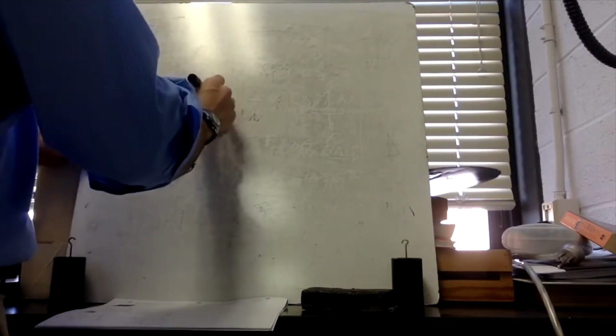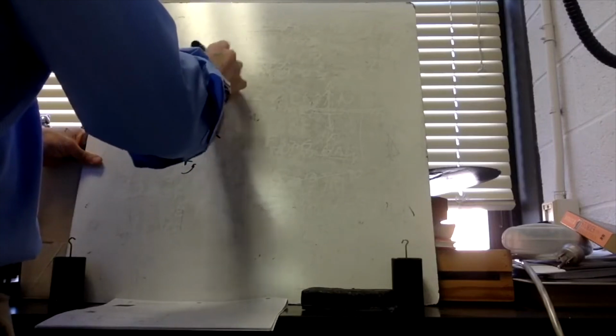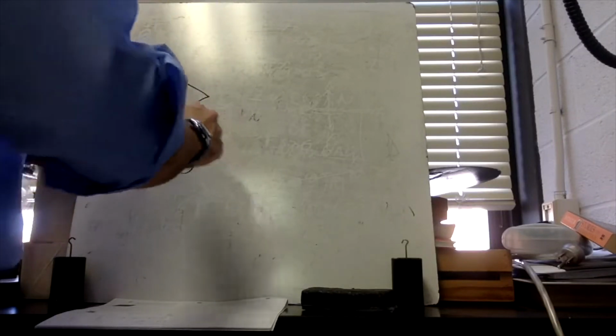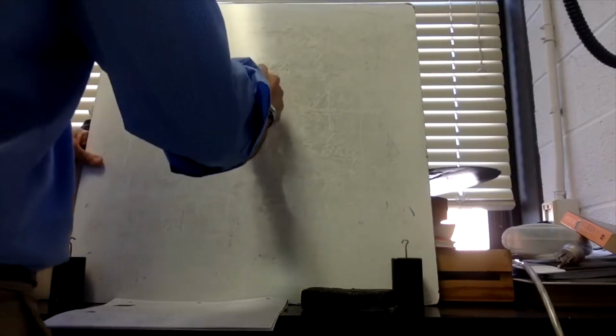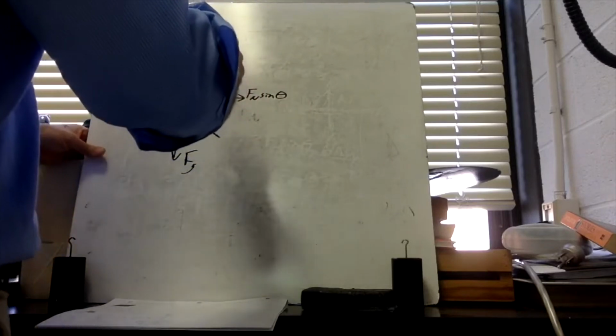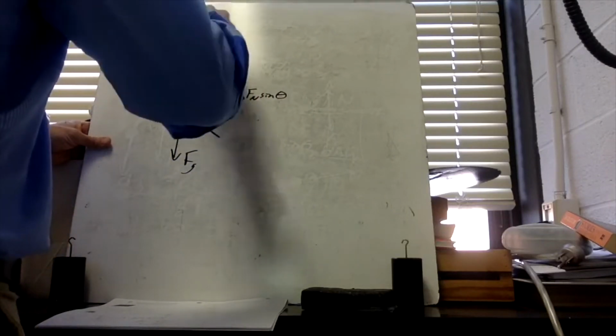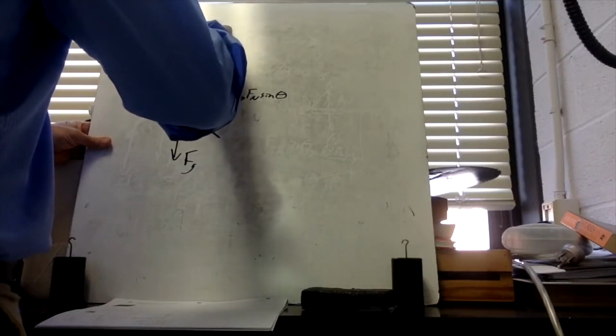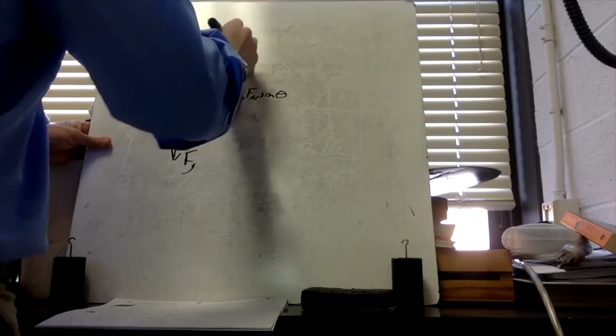We've got Fg pulling down this way. The normal force is this way. So that's Fn. This then is going to be Fn sine theta, and this has got to be Fn cosine theta.